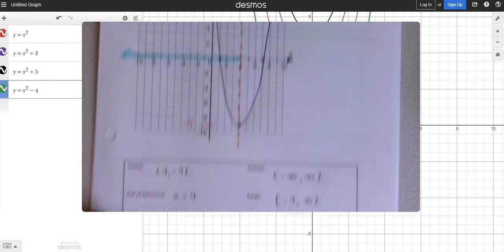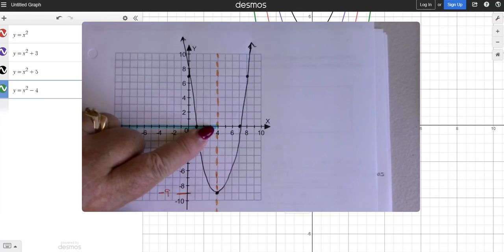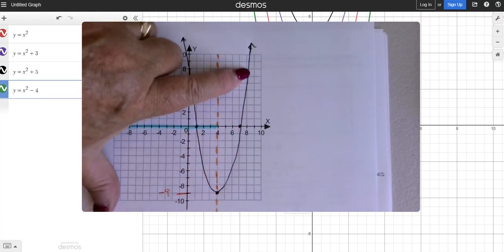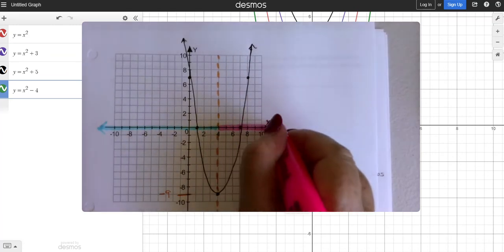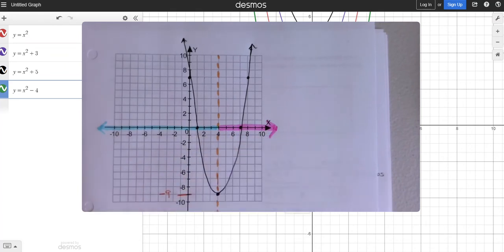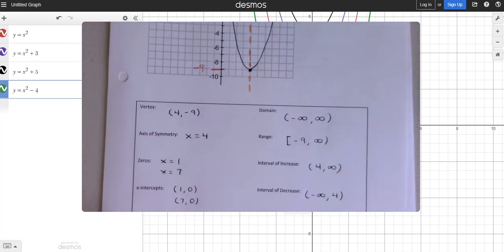On the other side, starting here at the vertex, which corresponds to x equals 4, now the graph is going uphill or increasing, and it will continue to do that forever. So we're increasing from 4 to positive infinity. Okay. That x value of the vertex is always going to be where it gets broken up and changes between the increasing parts and the decreasing parts.